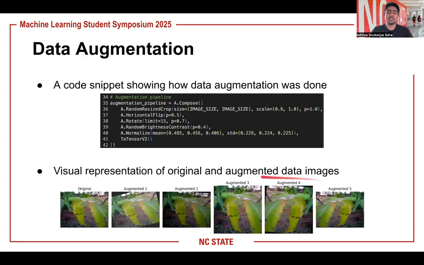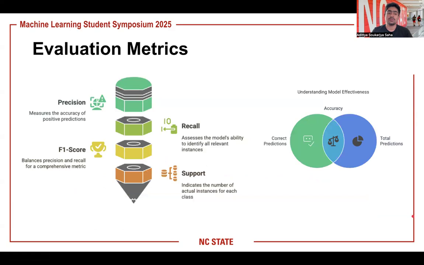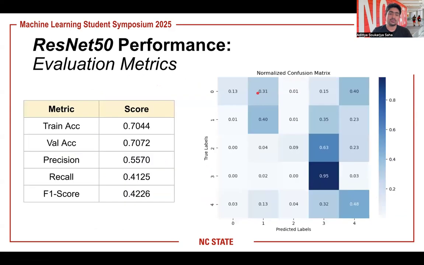For the data augmentation process, we did some randomized resize crops, horizontal flip, rotation, random brightness and contrast. We also normalized the images. An example of an original image is this one, and these are the augmented images. The evaluation metrics are precision, F1 score, recall, support, and accuracy. All these are state-of-the-art evaluation metrics for identifying the performance of models for classification tasks.